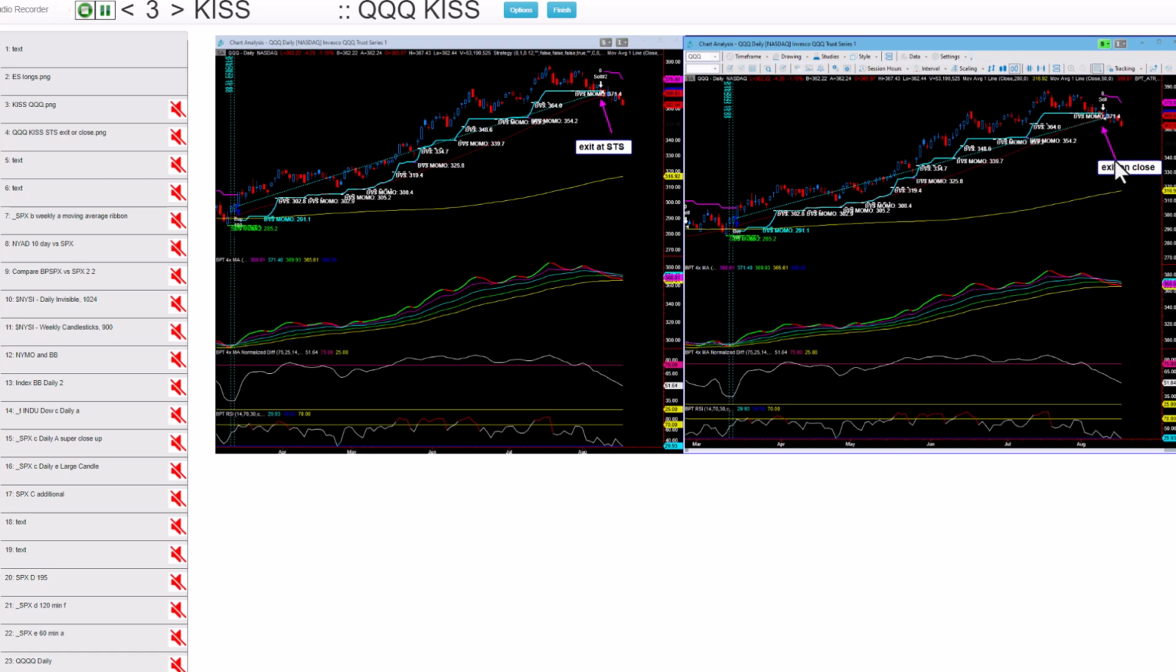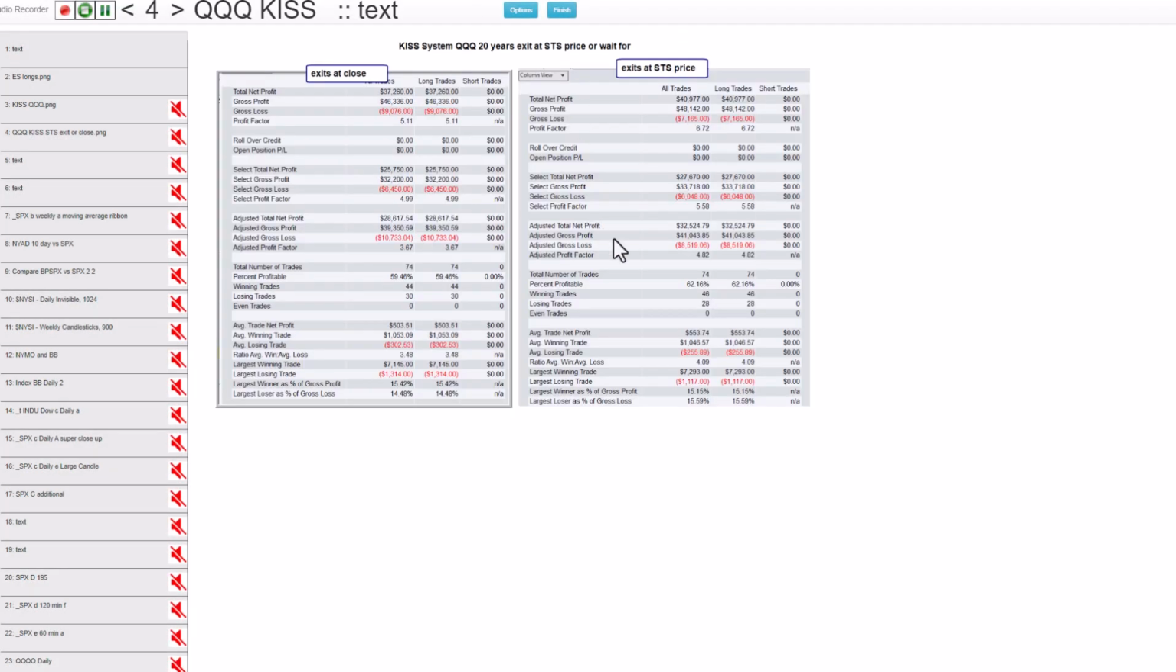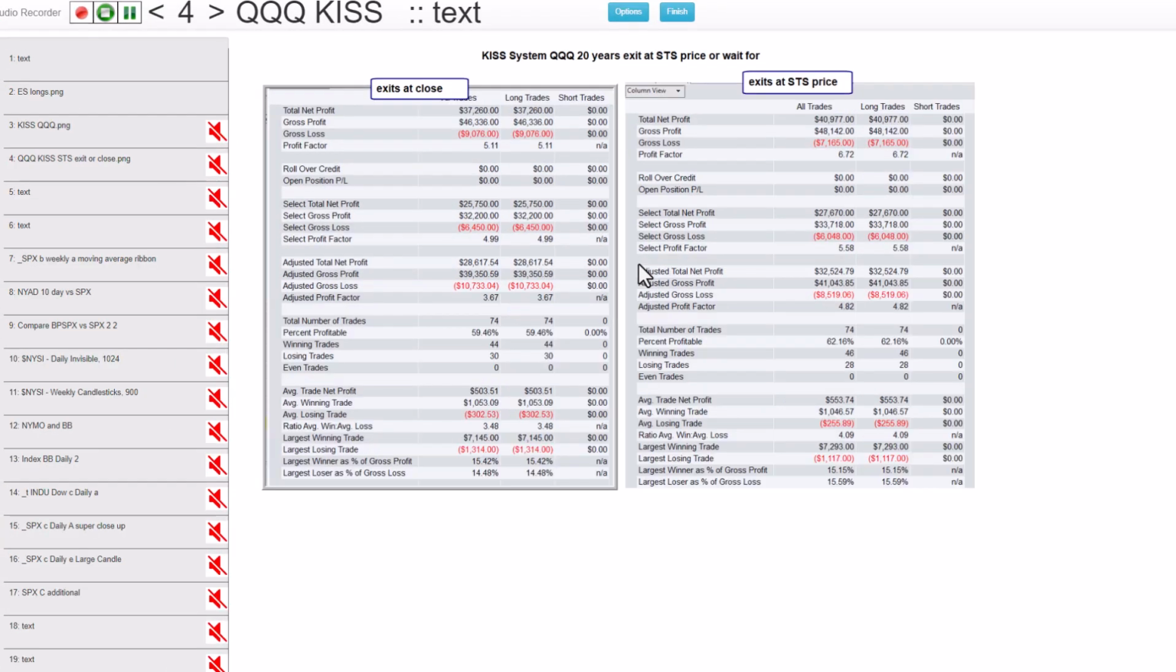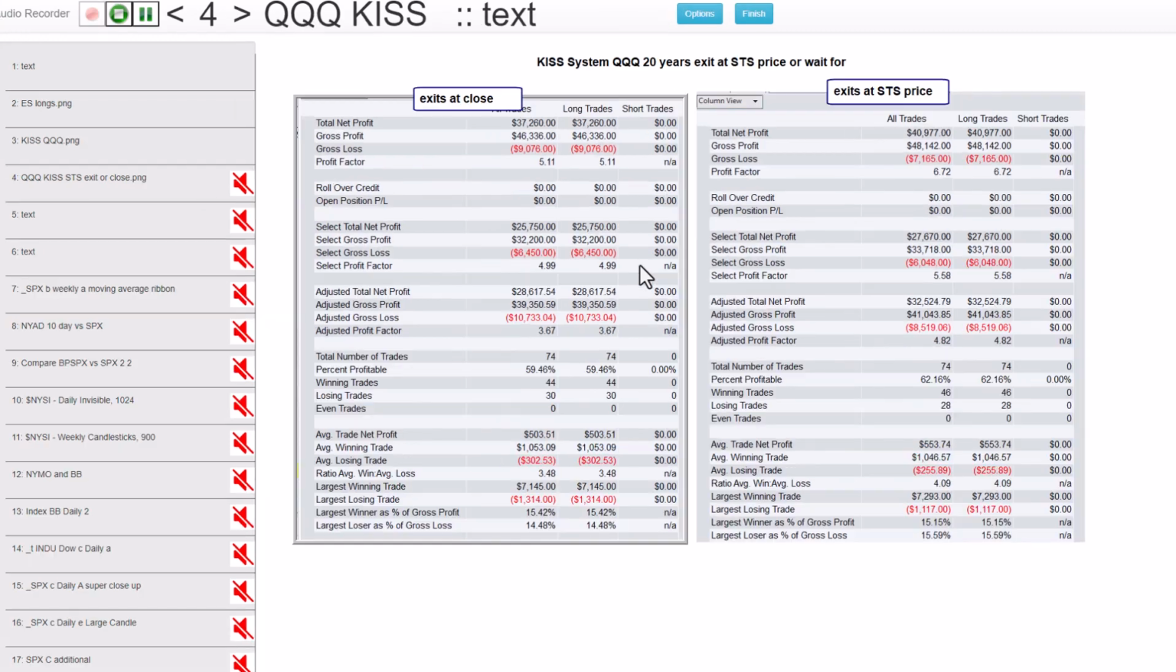However, I ran some statistics, and the statistics are actually better to just go ahead and exit intraday if that smart trailing stop is hit. And let me show you an example of that. So image number 4, here are the statistics. This is going back 20 years for the KISS system on the triple Qs.